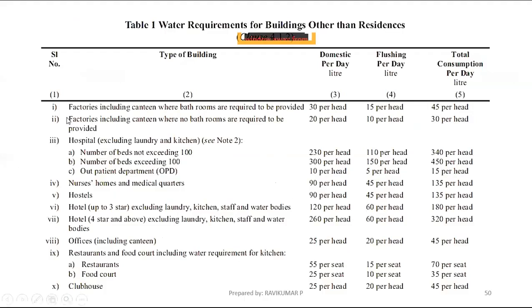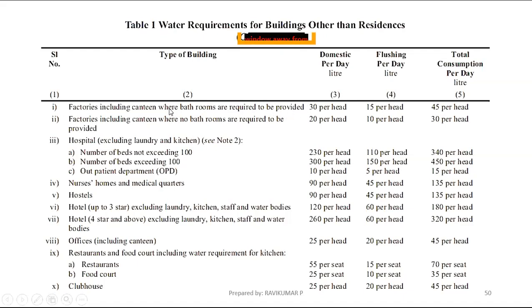Class 4.1.2: factories including canteen where bathrooms are required to be provided. Bathroom means bathing, not only toilet; bathroom means including shower. Factories including canteen where no bathrooms are required means there is no shower, only toilet. So you have to understand the word like that.